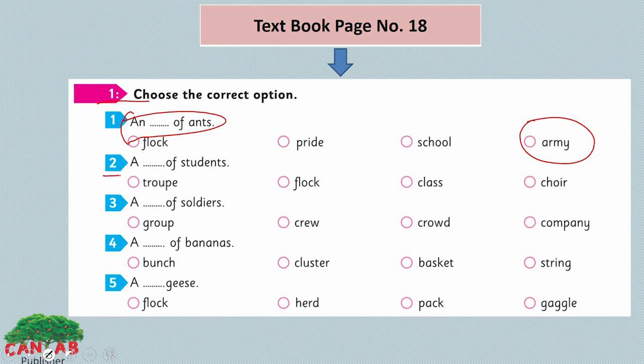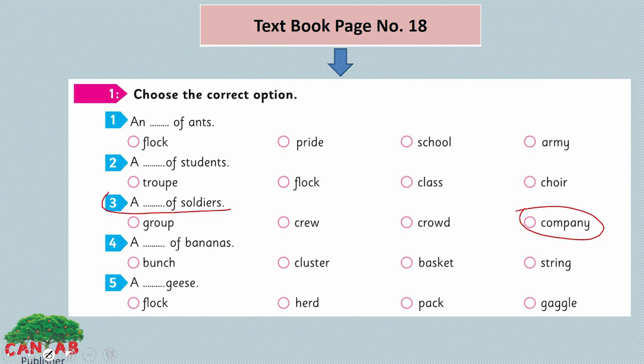Look at the second one. A group of students. What will it be called? Troop, flock, class or corps. Yes, we have discussed this. This is class. A group of soldiers will be called a company. Yes. A group of bananas will be called, yes, a bunch of bananas. Look at the fifth one. A group of geese. Geese are birds. It can go for both flock and gaggle here.